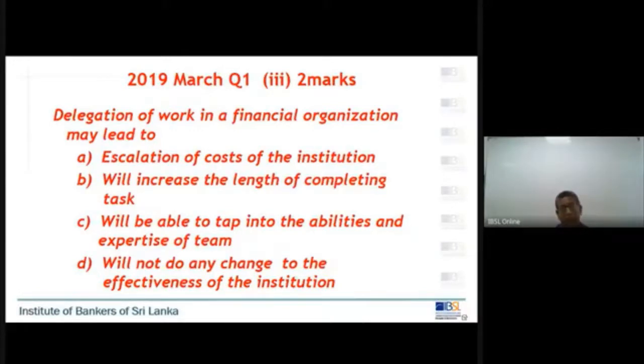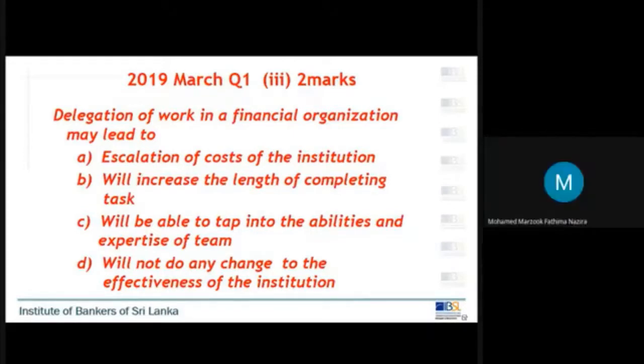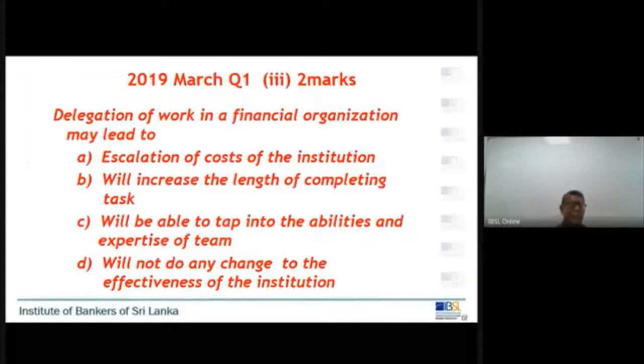Can anybody answer? Read the question. Delegation of work in a financial organization may lead to escalation of cost of the institution. By delegating, does the cost increase or not? Try to answer. Delegation of work to somebody will increase the cost? No. Good. So A is not the correct answer.